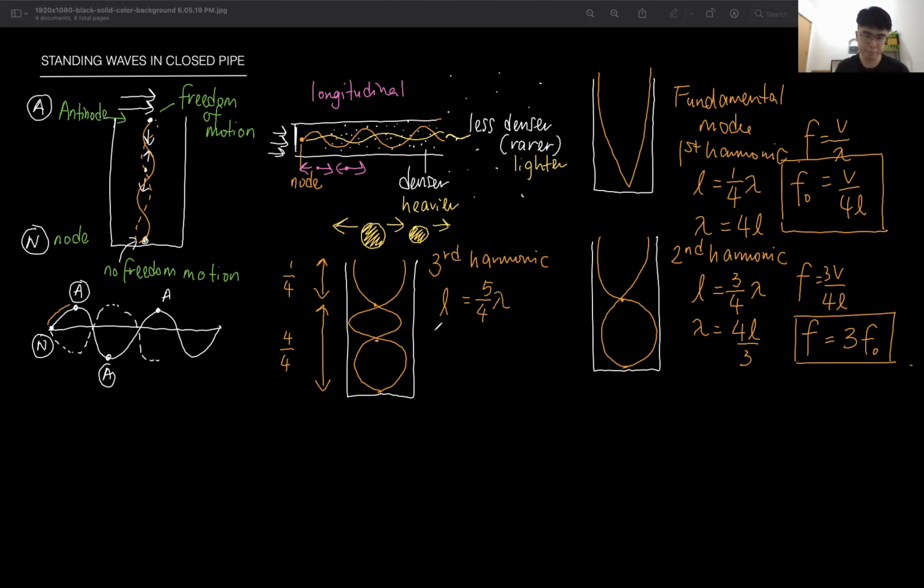Lambda equals 4L over 5. Frequency equals V over 4L over 5. That is 5V over 4L. It's 5 times the fundamental.